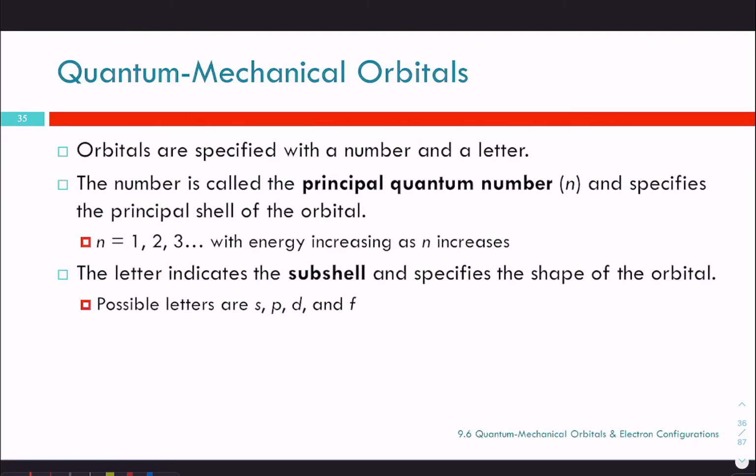So orbitals are specified with a number and a letter. The number is called the principal quantum number and specifies the principal shell of the orbital. You can think of this as the energy levels that Niels Bohr proposed. We still have something like that, but now we also have subshells. So these are the probabilities of where the electrons can be. So the principal quantum number, which would be n, and then our subshells, which are the letters S, P, D, and F. One of those four.